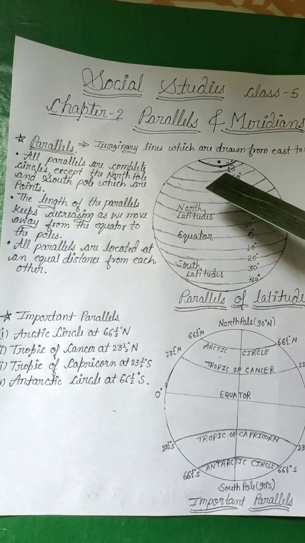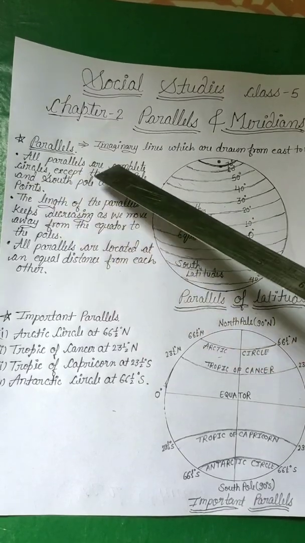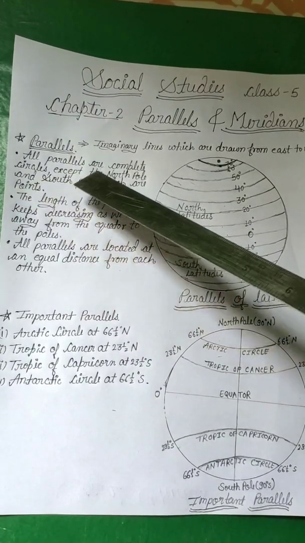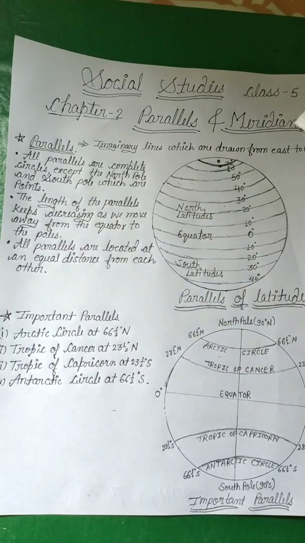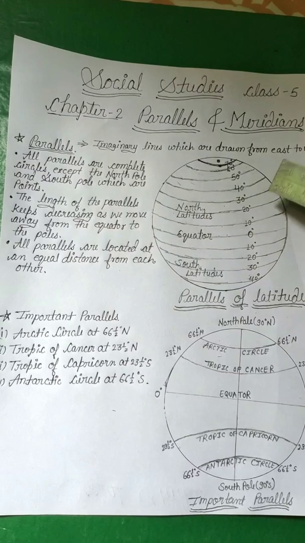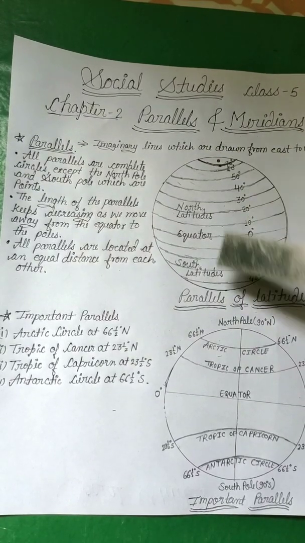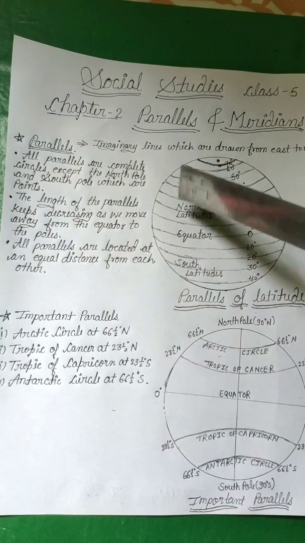So there are some features of parallels. All parallels are complete circles except the North Pole and South Pole, which are points. Here you can see all these parallels are complete circles besides the North Pole and the South Pole, because these are points, not a whole circle.